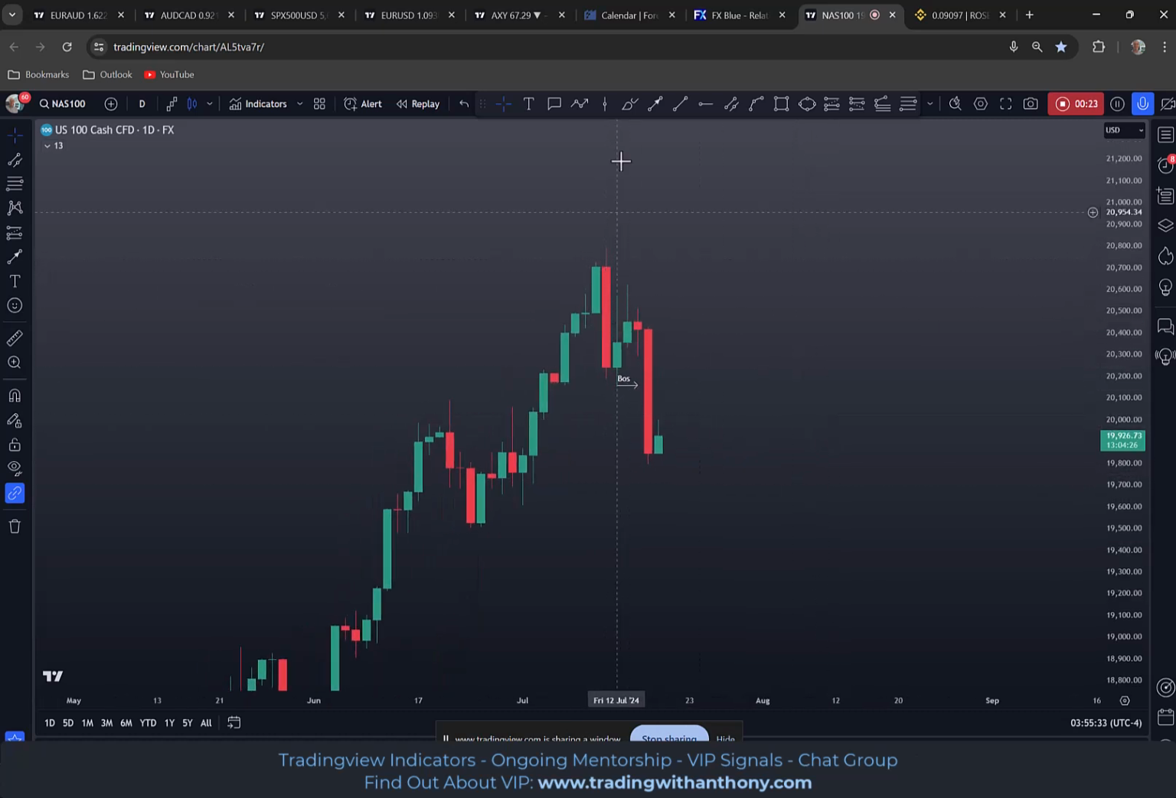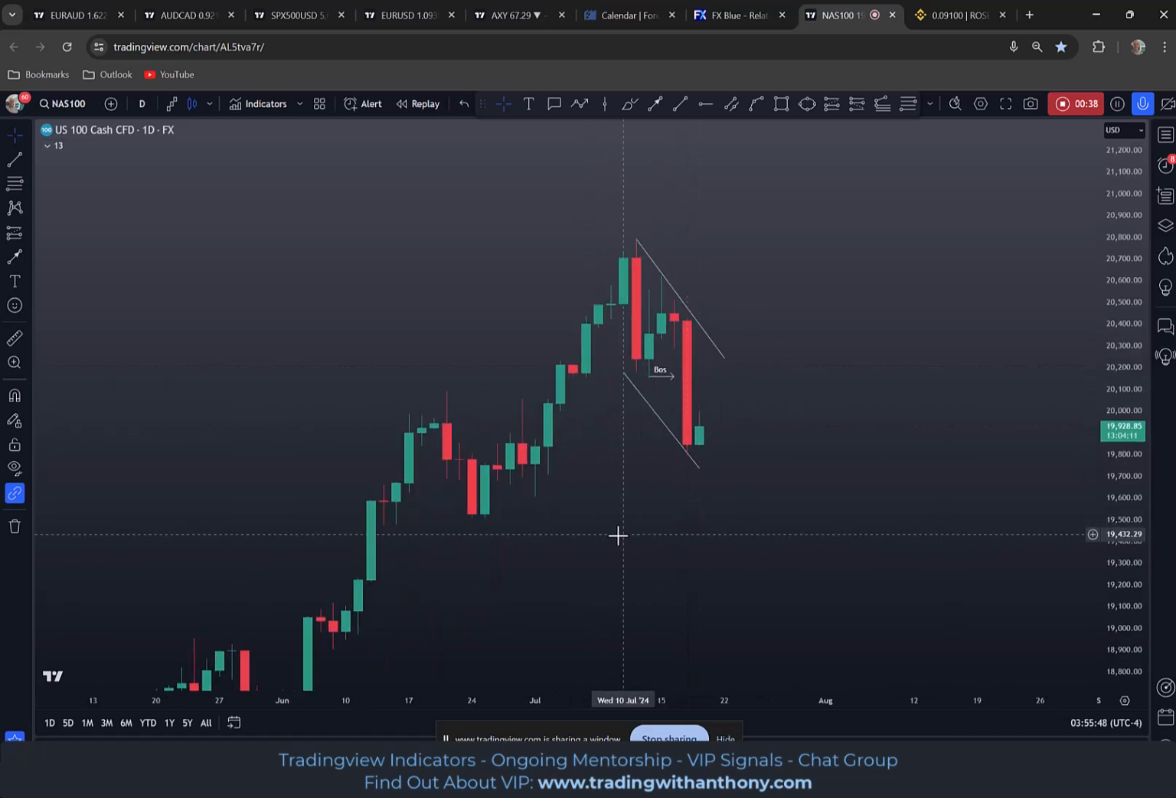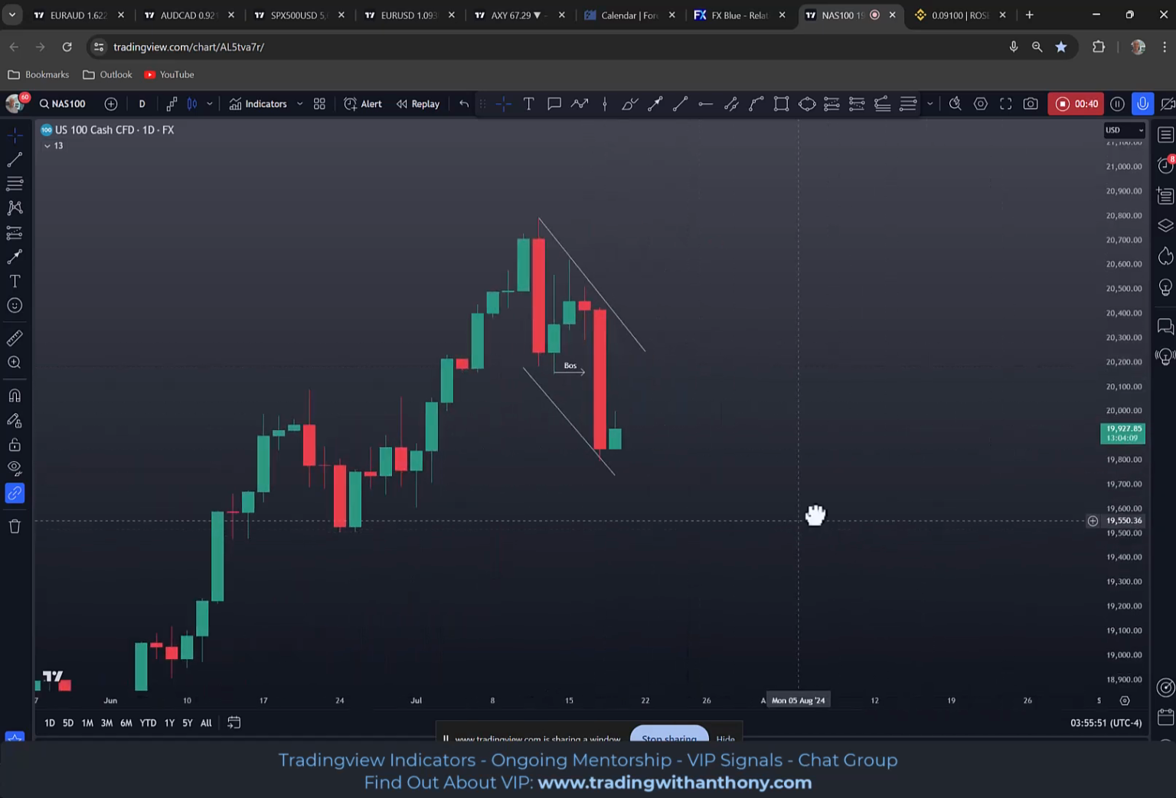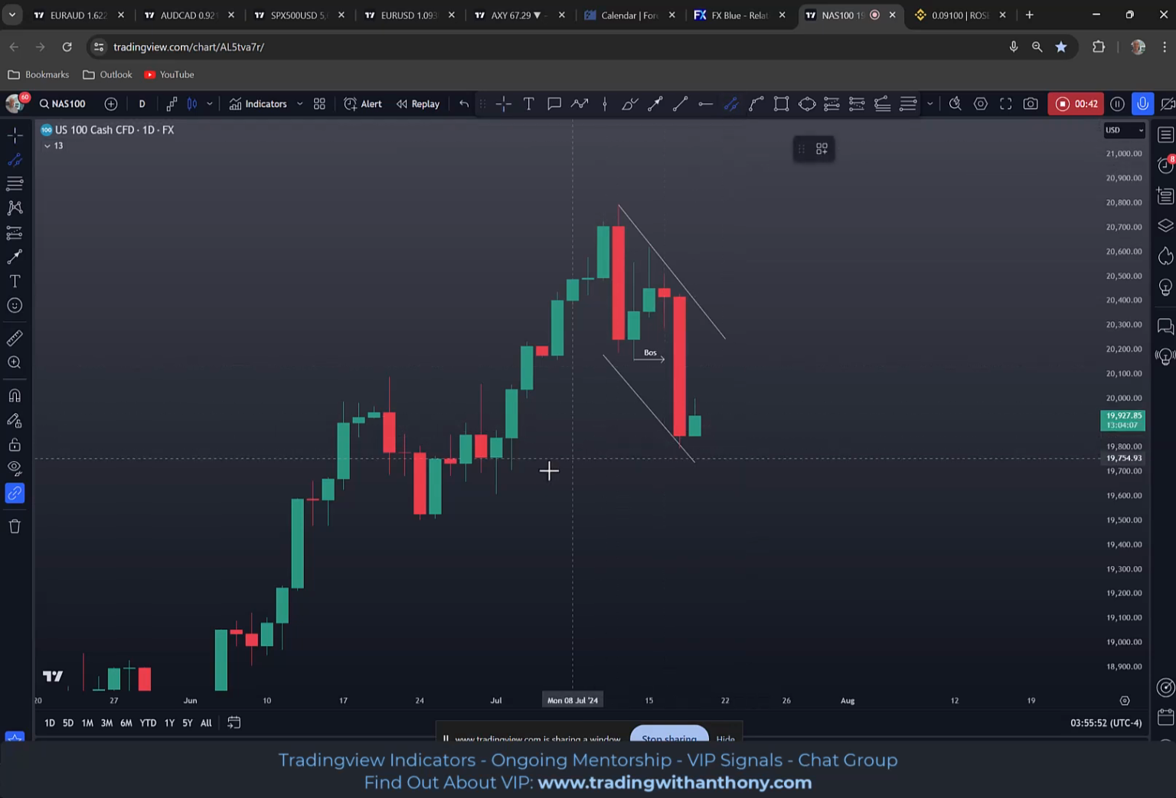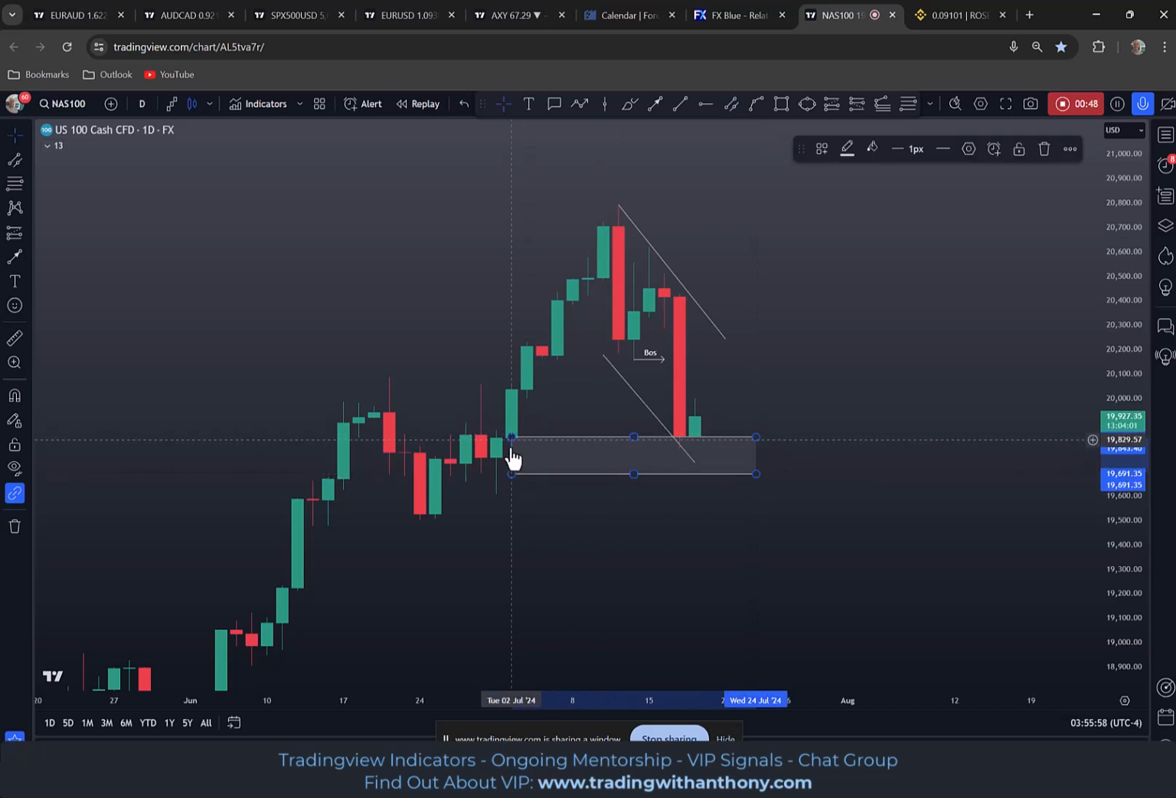So we've got this lower high, or lower highs, and lower low. But the thing with this is it's overextended down into, all right, have a look at this level here on the left. Just pull that up. Mark up this candle wick.